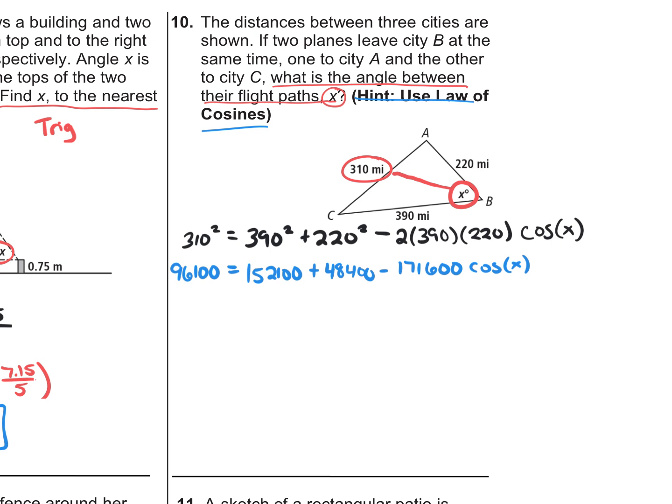From here, it's turning into an algebra problem. What can I do on that right side first? Yep, we're going to add these two numbers together. Can I include this one? No. Why not? It's part of cosine. It's multiplying with cosine. So we're just going to add these two together, and that will give us 200,500. And then I'm going to write what I have left. Okay. Now, our whole goal is to get x by itself. What can I do from here? Yep. I'm going to subtract this guy over.